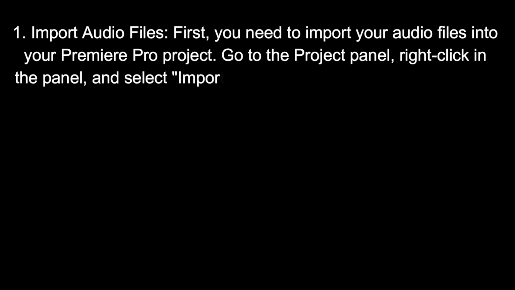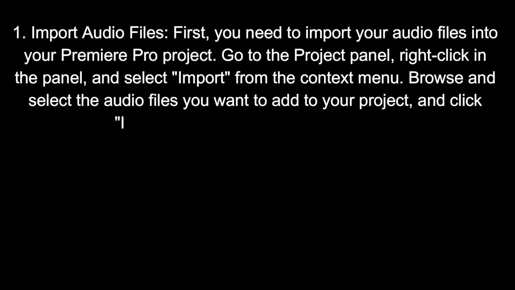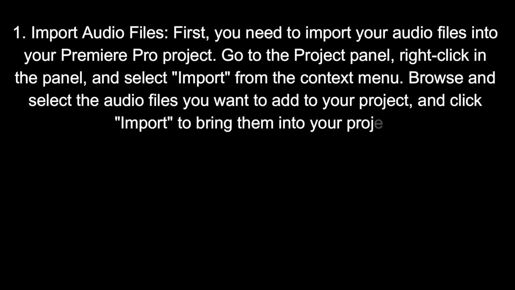1. Import audio files. First, you need to import your audio files into your Premiere Pro project. Go to the Project panel, right-click in the panel, and select Import from the context menu. Browse and select the audio files you want to add to your project, and click Import to bring them into your project.